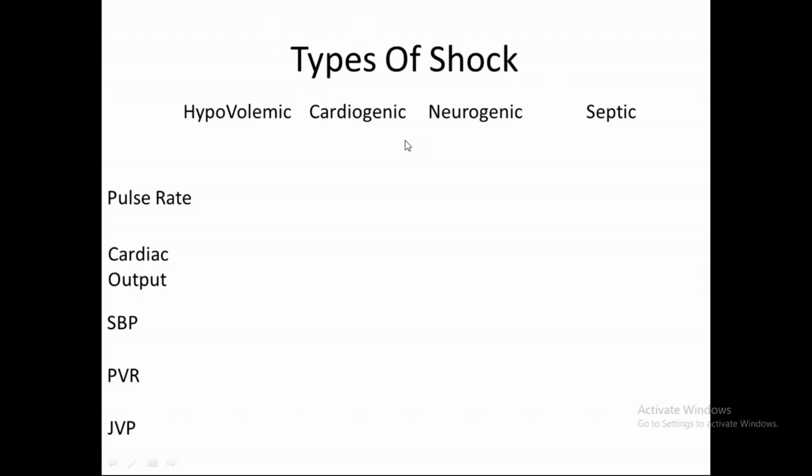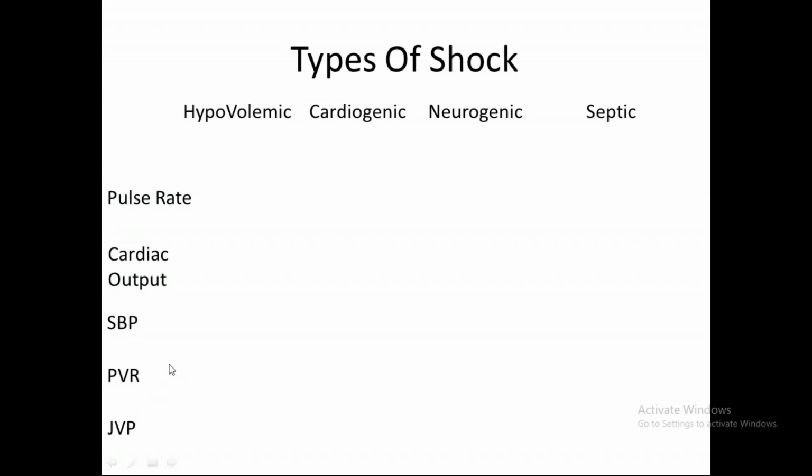Okay, so now we come to the types of shock. We will study a simple table to study the types of shock. I am going to tell you 4 types of shock: hypovolemic shock, cardiogenic shock, and neurogenic and septic shock, which are both together called distributive shock. The parameters we will be studying will be the pulse rate, the cardiac output, the systolic blood pressure, the peripheral vascular resistance, and the JVP.